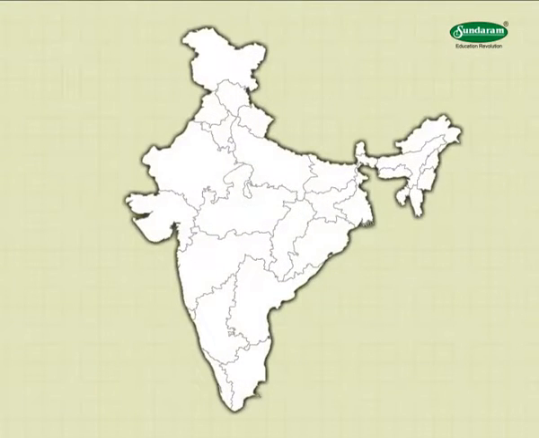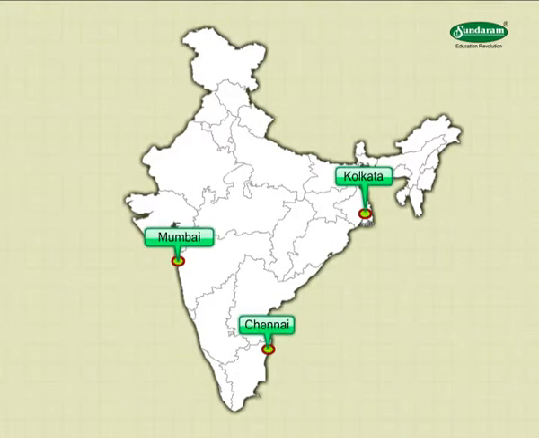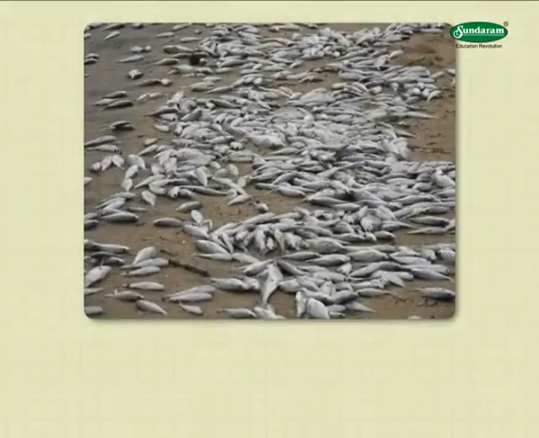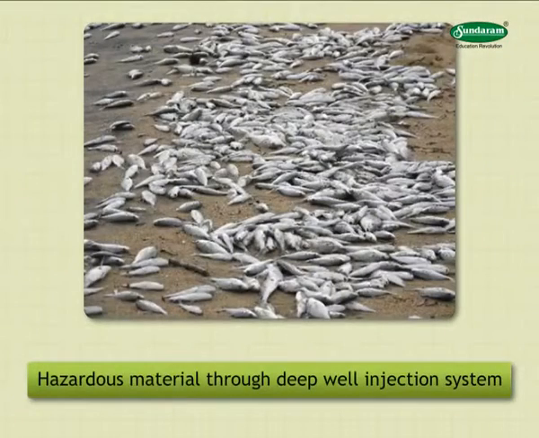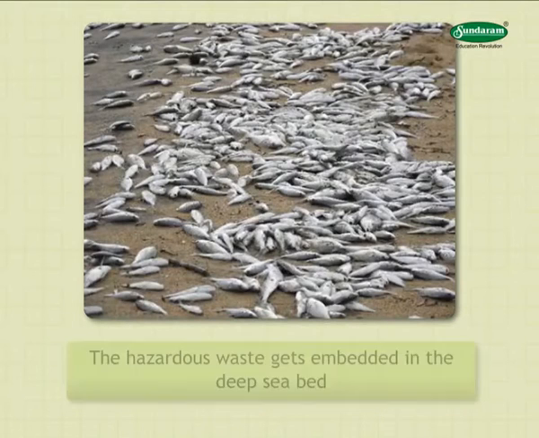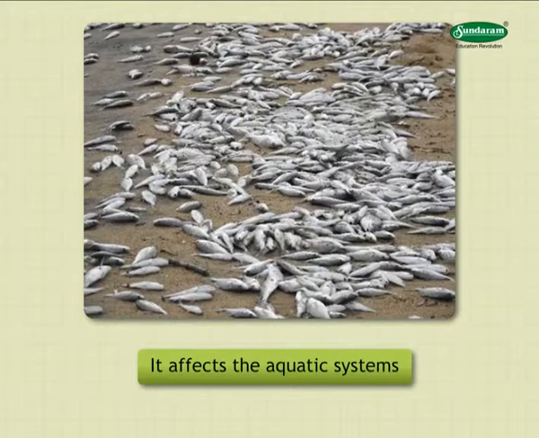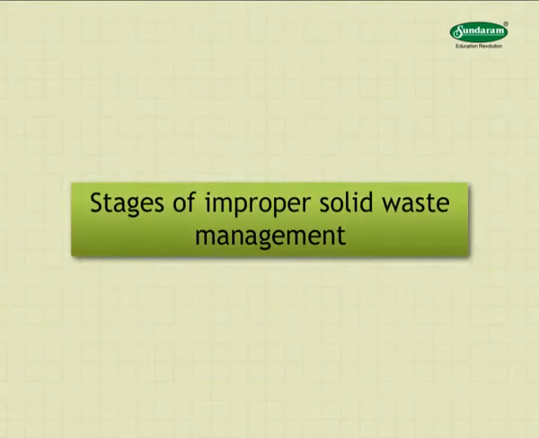Disposal in sea. In case of coastal cities like Mumbai, Kolkata and Chennai, solid waste is disposed in the sea after separating hazardous material through deep well injection system. The hazardous waste gets embedded in the deep seabed. It affects the aquatic systems.